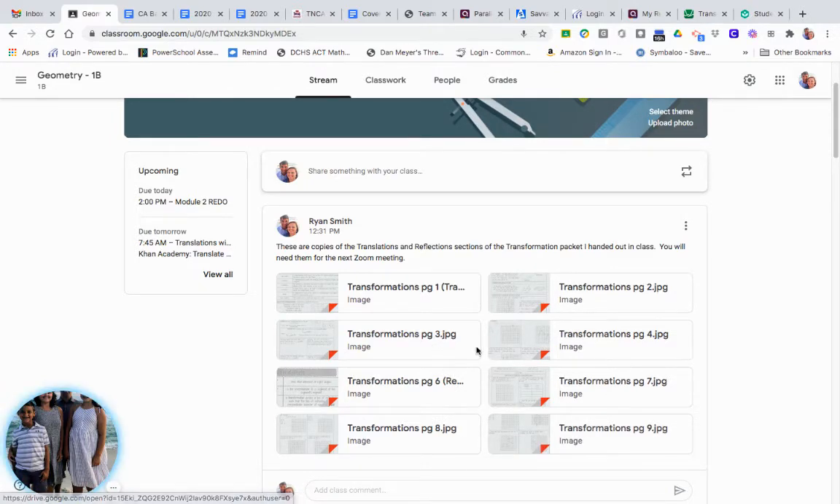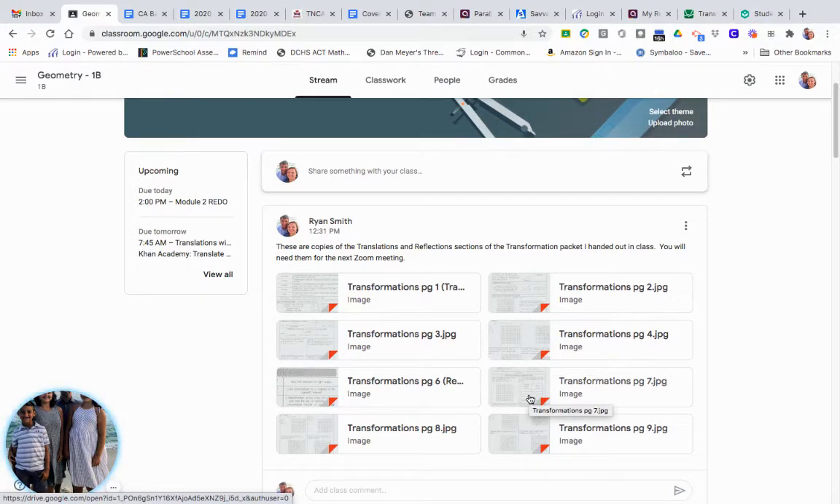You don't even need these pages. If you lost it, didn't get it, or VIP quarantined, then you need to at least look at these. If you can, print them out and have them available. But today we're working on 6, 7, 8, and 9.